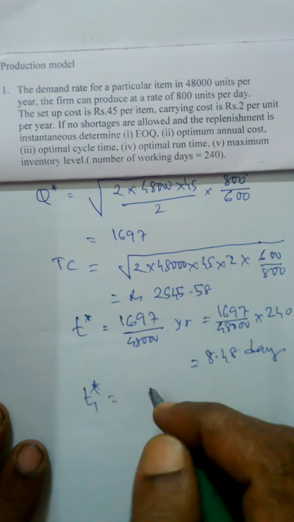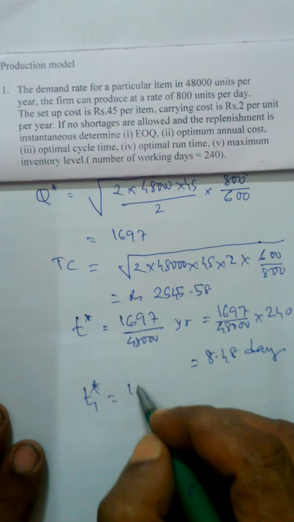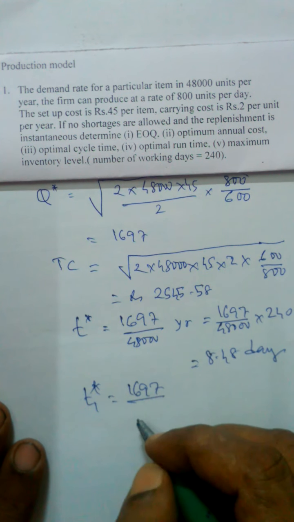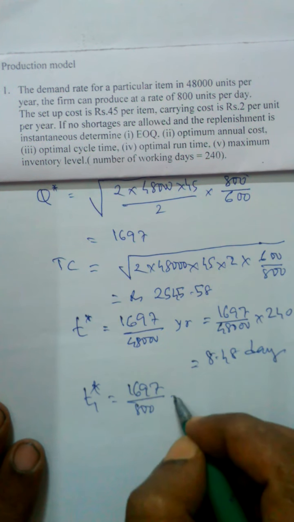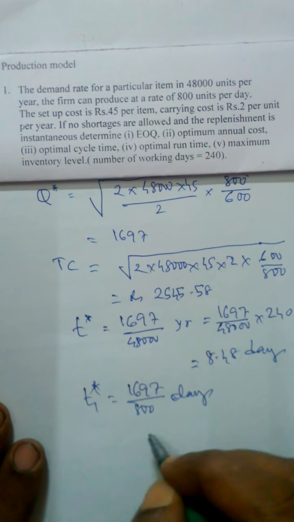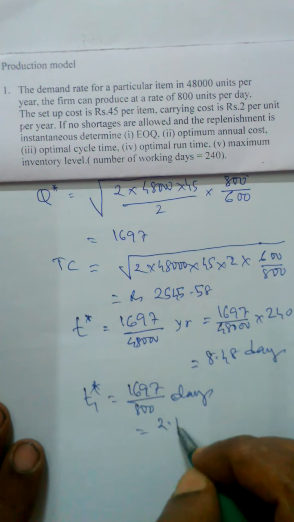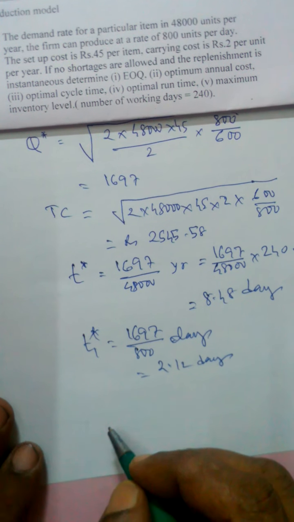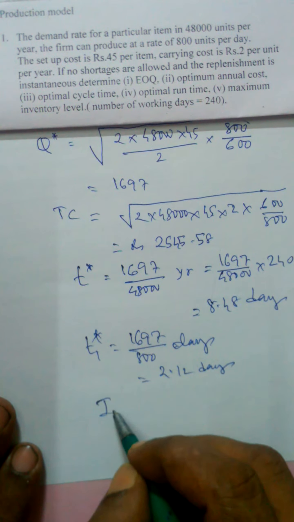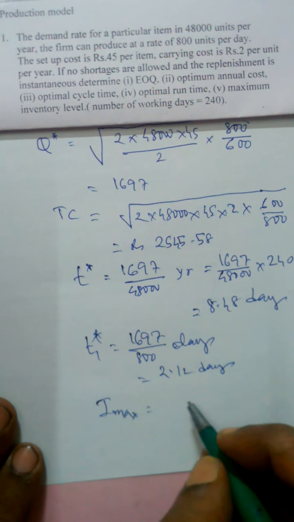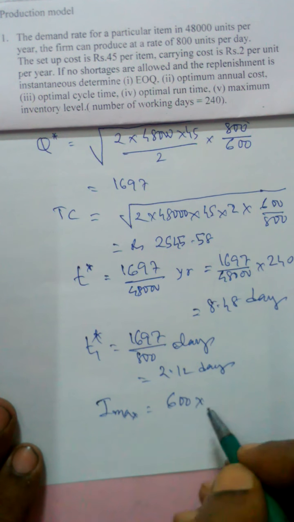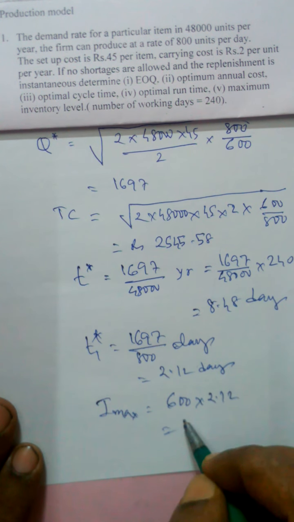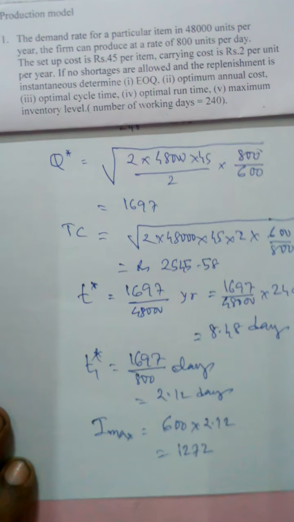The T1 star is the production run. Production run will be Q star, 1697, divided by the production rate, 800 per day, so you get the answer in days, which is 2.12 days. And finally, the last one is the maximum inventory you are having. That is the maximum inventory: 600, that is P minus D, into 2.12. And your answer is 1272. This is the first answer.